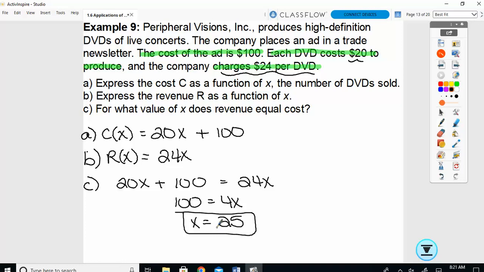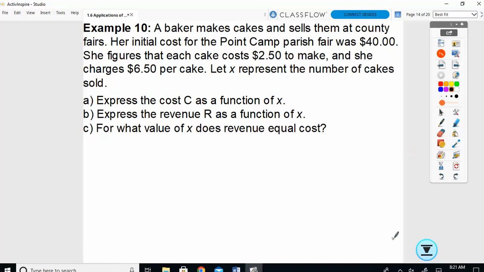Do we have to write a sentence for this? You do not. Yeah, that's way easier. These are short, easy problems. All right, here's yours.